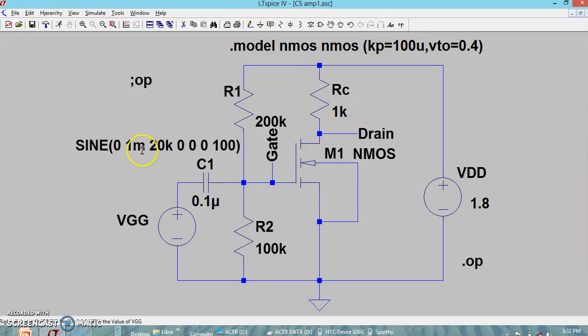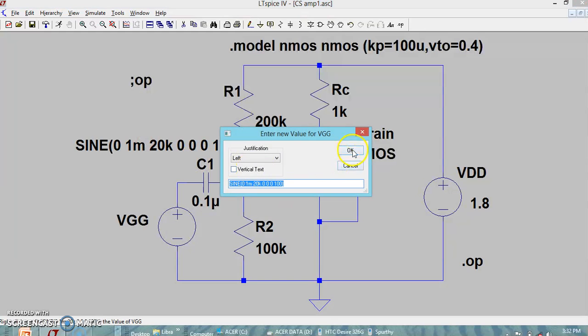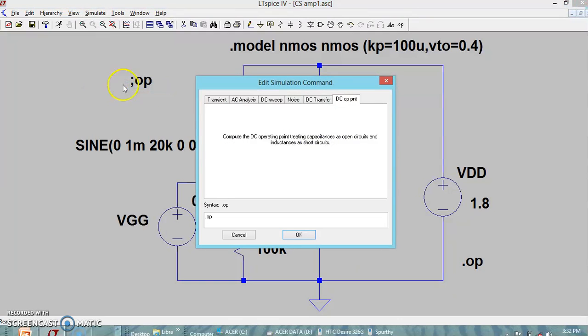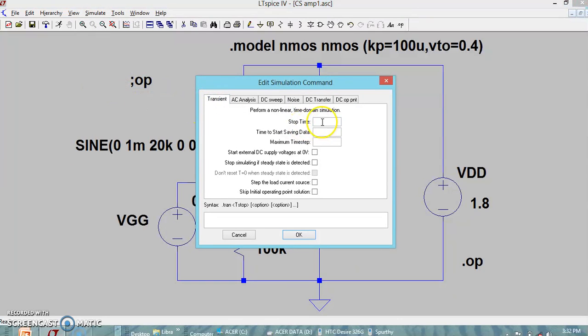So let me apply this sine wave and try to see what signal we are going to get. Let me change the simulation setup now. It should be the transient response. Let me see around a few cycles, so let me give it as 1 millisecond. 1 by 20 kilohertz will be far less than 1 millisecond, so I'll get more than one cycle. Let it start at 0 and let the maximum time step be 1 microsecond. So let me run it now.